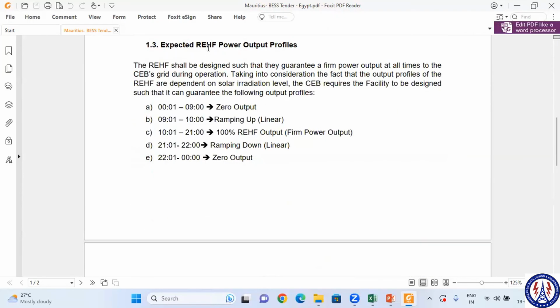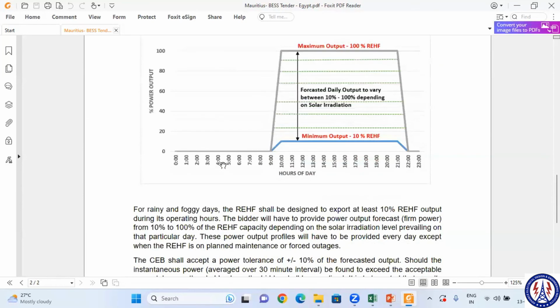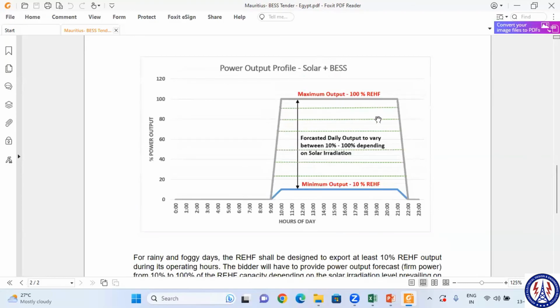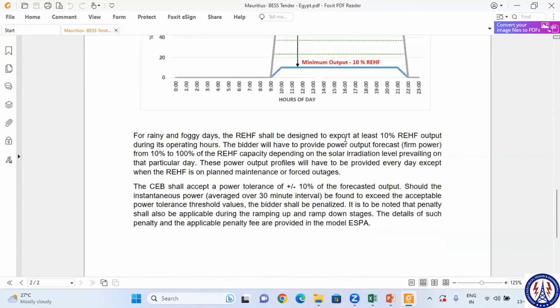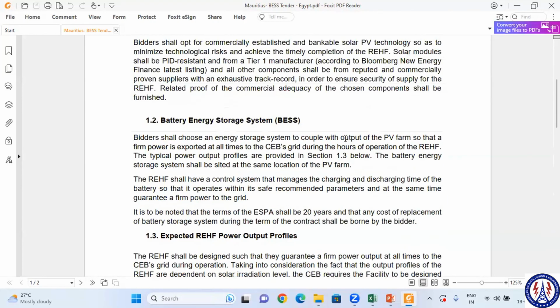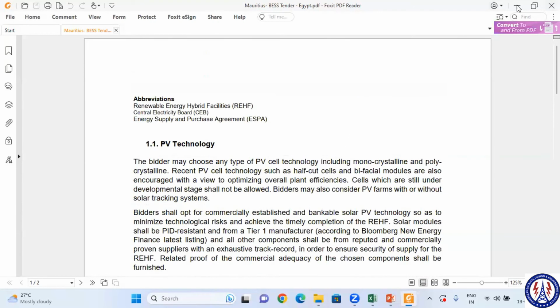Then they have mentioned the expected renewable energy. So it's from 12 to morning 9, that's fine. That would be 9 hours. Ramping linear. They have not stated the kilowatt hours anywhere. The maximum, that would be fine. The forecast is fine. They are not stating any value for the energy consumption. It's a percentage of power output.